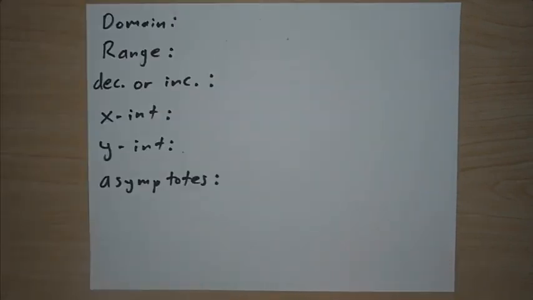For part 2, we want to find some key information about f of x. We want to find its domain, its range, whether it's decreasing or increasing, if it has any x-intercepts, y-intercepts, and asymptotes.